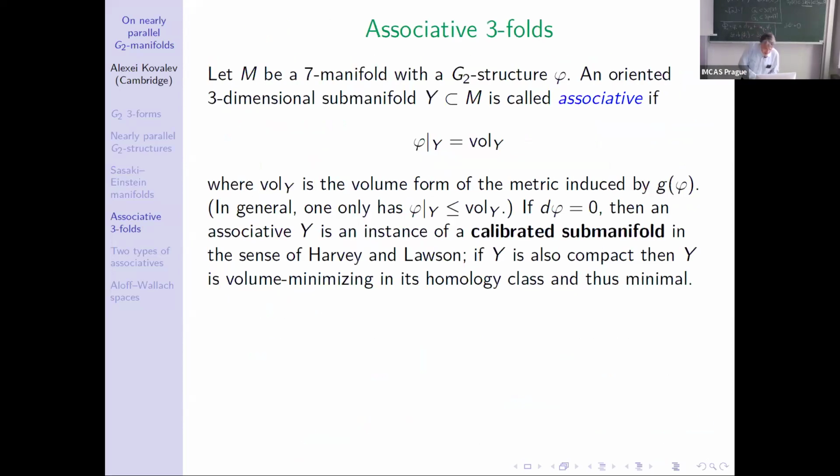So now I'm going to talk about a special class of 3-dimensional submanifolds that can be defined for any 7 manifold with a G2 structure. So first of all, here is the definition of associative. If we restrict phi to any 3-dimensional subspace of a tangent space, we'll get something which in general will be less or equal than the volume form.